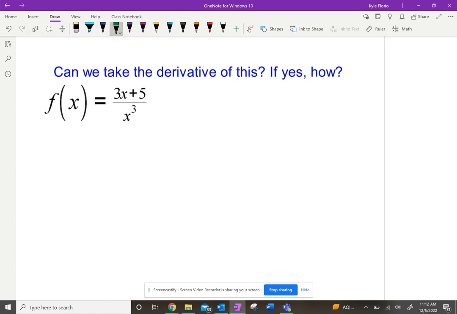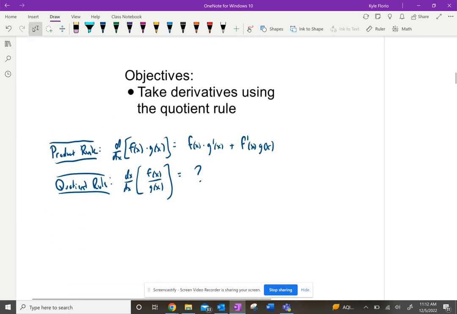So, first example, can we take the derivative of this? And first of all, I'll tell you what's not the derivative. It's not the case that the derivative is taking the derivative of the top, which is 3, and the derivative of the bottom, which is 3x squared. So this is not the derivative. Big no. It's not the case that you can take the derivative of the top and the derivative of the bottom, and that's the derivative of the quotient.